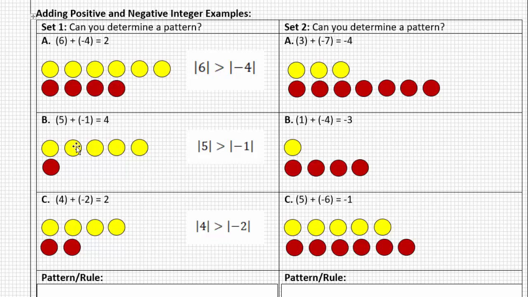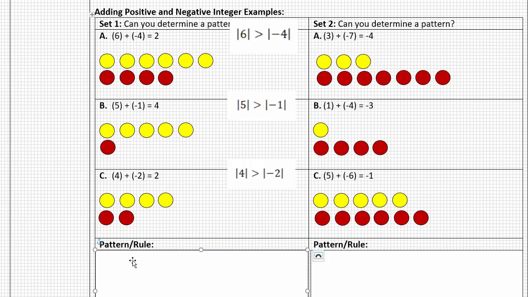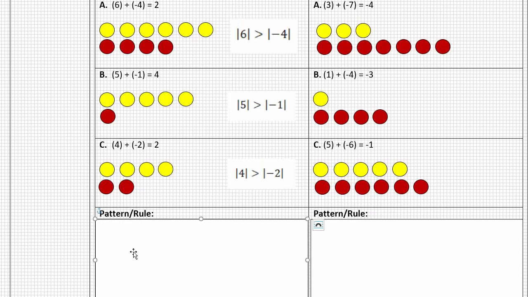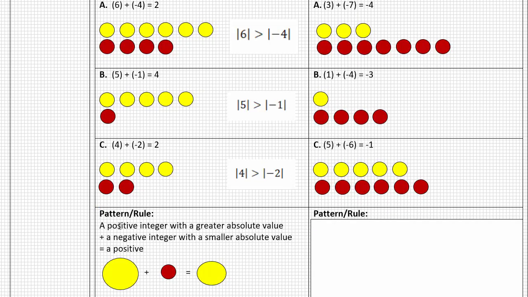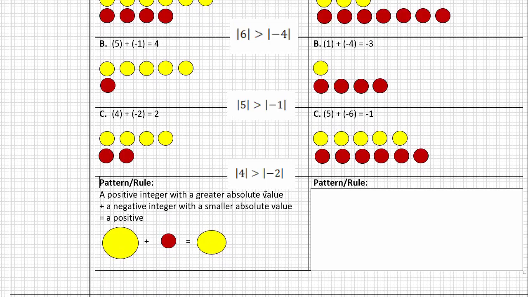So the pattern I was hoping we would see here in this first set is that if we take a positive integer with a greater absolute value, as we did in each of these 3 problems, and we add a negative integer with a smaller absolute value, then our answer is going to equal a positive. So a large positive integer plus a negative integer with a smaller absolute value is still going to have a positive sum.